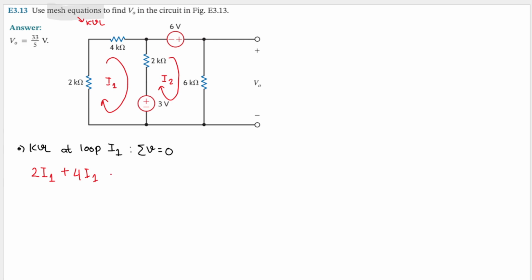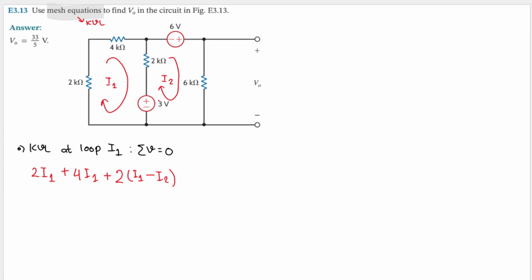But we have a slightly different case on this 2 kilo ohm here, because there are two currents that pass through it, I1 and I2. Because we are working on I1 here, we multiply it by I1 first. But here I2 is flowing in the opposite direction of I1. So I subtract I2 from I1. Okay, that is good.